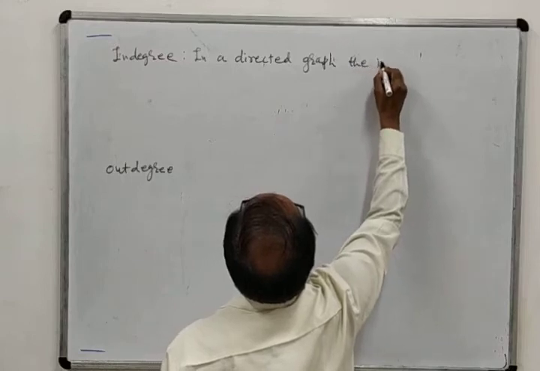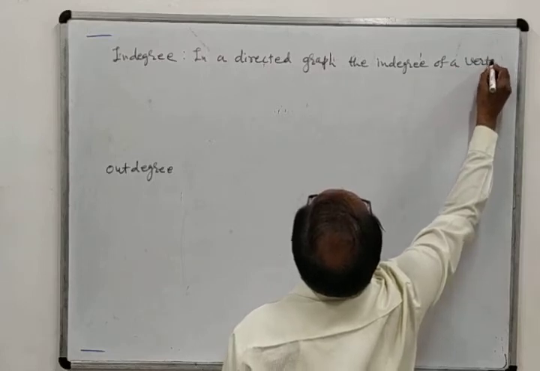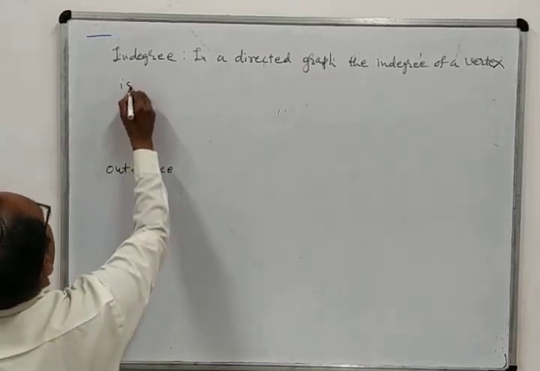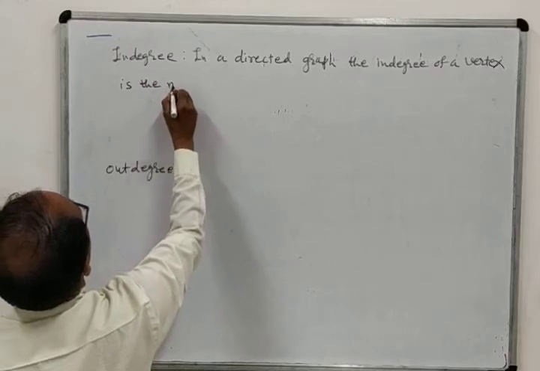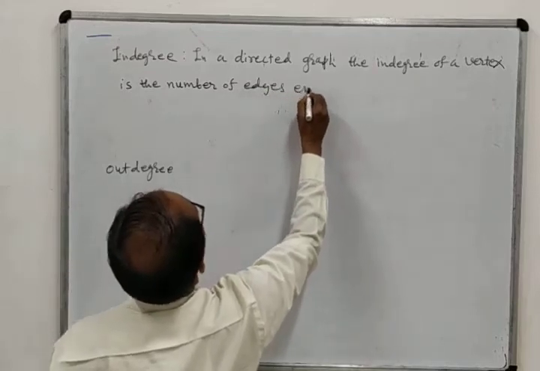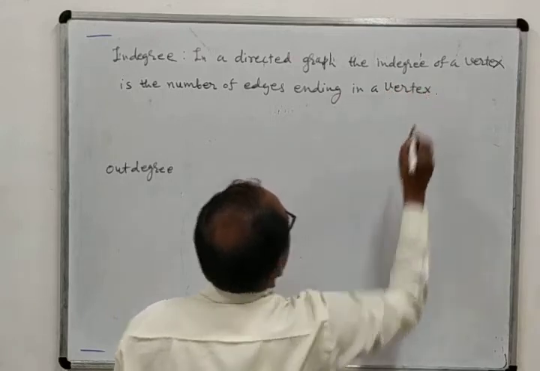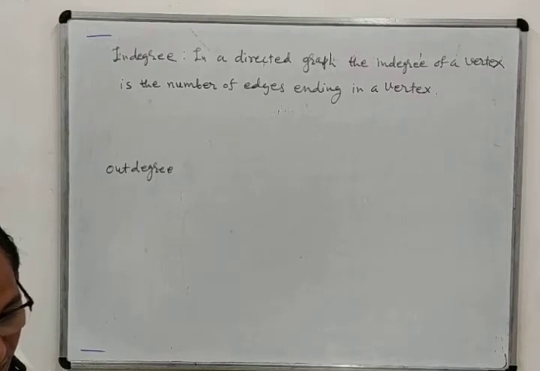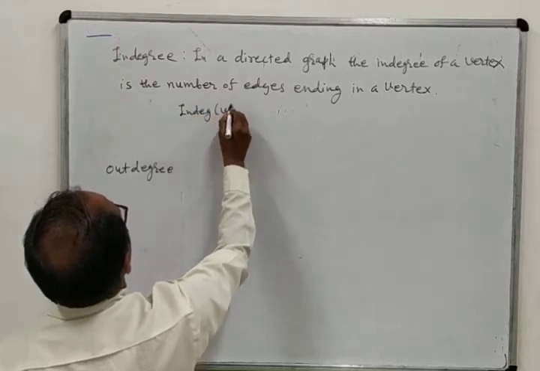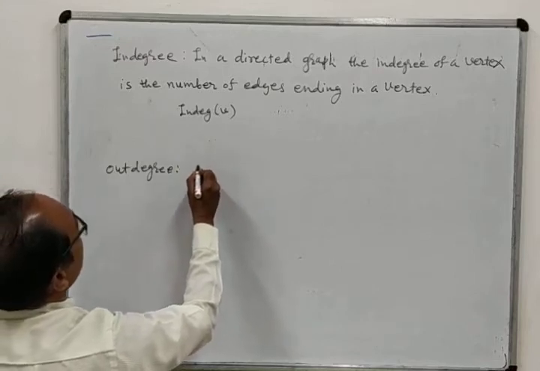the in degree of a vertex is the number of edges ending in a vertex, and it is denoted by INDEG V. Okay, and here out degree means the same kind of definition in a directed graph.